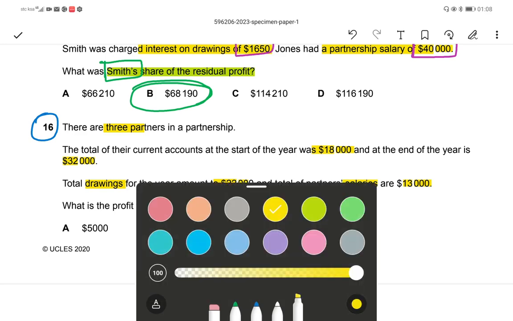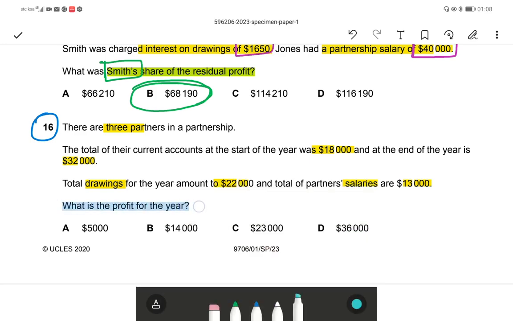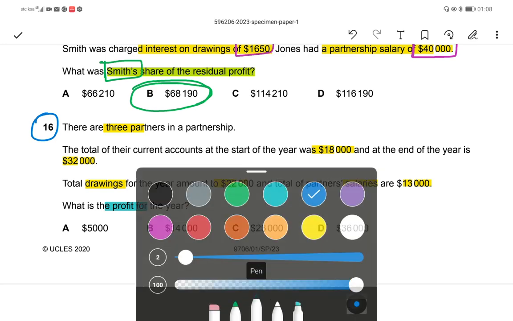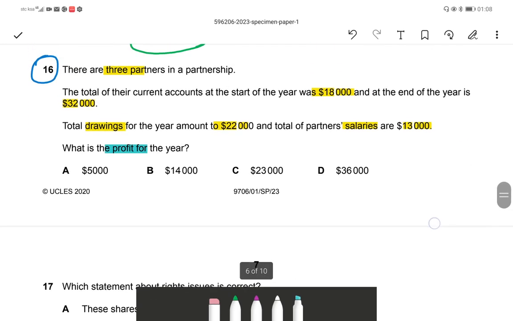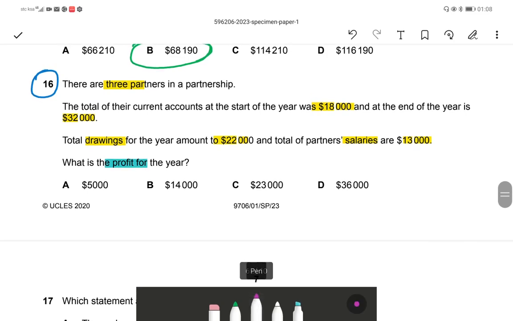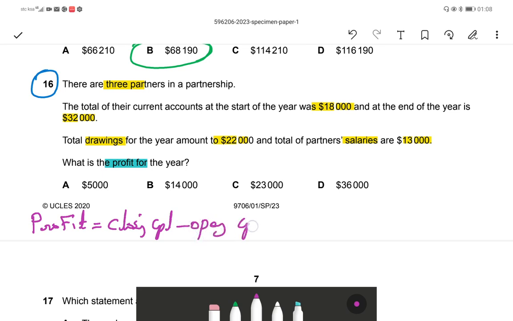What is the question? The question is to calculate the profit. What is the equation to calculate profit? We have to find the profit. You have learned this in incomplete records. Profit is equal to closing capital minus opening capital plus drawing.